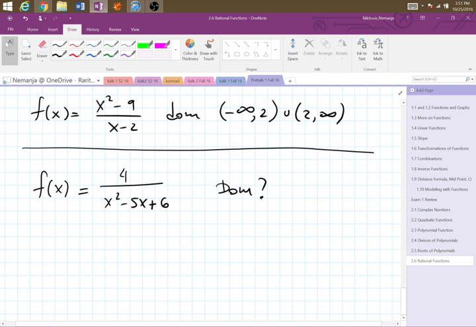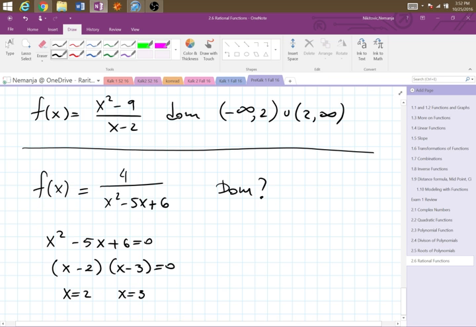So we are going to set the denominator equal to 0. We are going to factor this: x minus 2, x minus 3. And then we have x is 2 and x is 3. So now I'm going to sketch, not the function, I'm just going to show these asymptotes. One is at 2 and one is at 3.